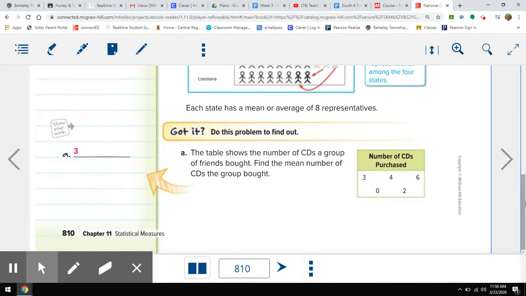That one was simple. You should have a 3 over here on the side. Add them all up and divide by 5.